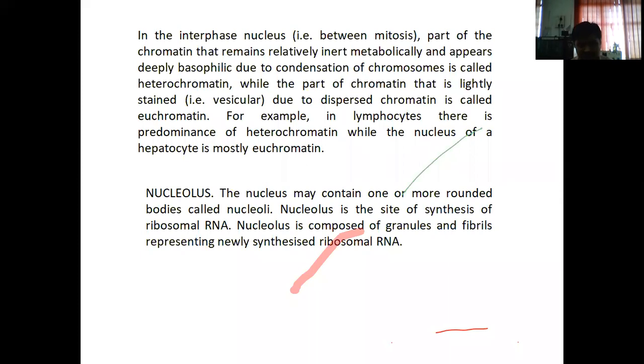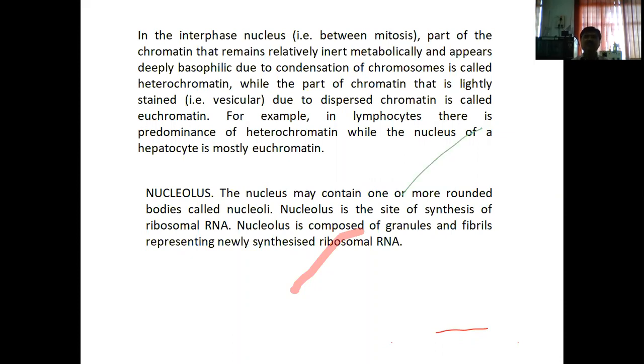In the interphase nucleus, between mitosis, the part of the chromatin that remains relatively inert metabolically and appears deeply basophilic due to condensation of the chromosomes is called heterochromatin, and the part that remains lightly stained, due to the dispersed form of the chromatin, is called euchromatin.